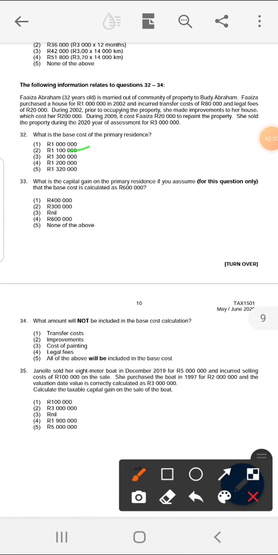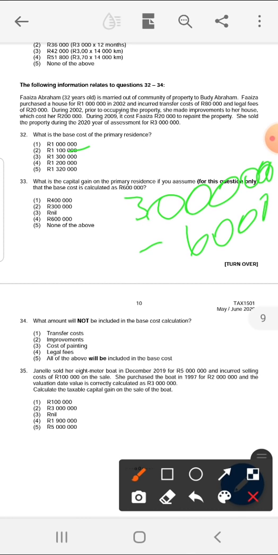And then what is the capital gain for the primary residence if you assume that the base cost is calculated as 600,000? So remember guys, to calculate capital gain, we'll take our proceeds less base cost. So our proceeds is 3 million less 600,000. It will give us 2,400,000. So the answer is none of the above. It's option 5.